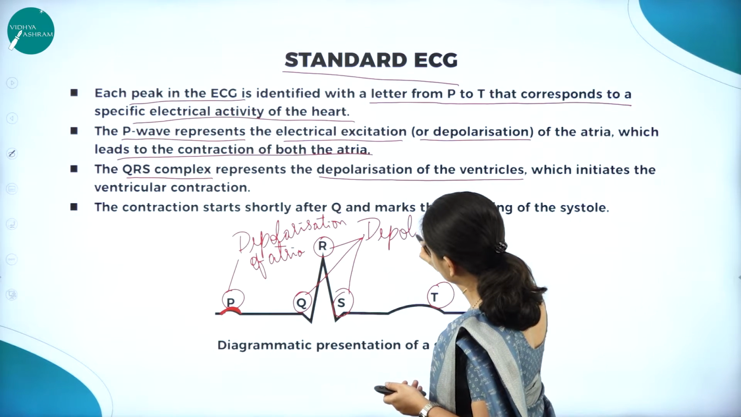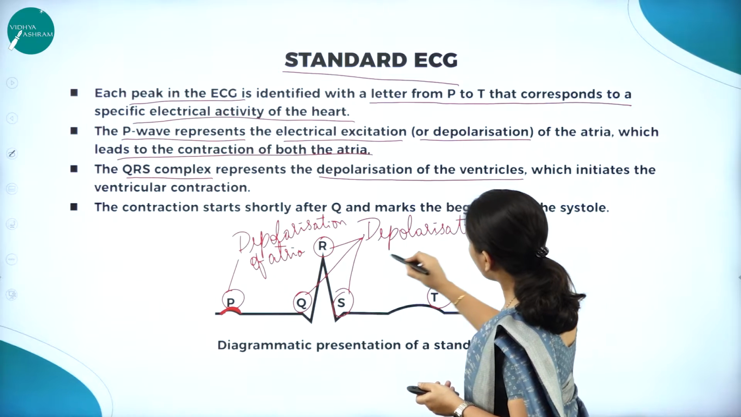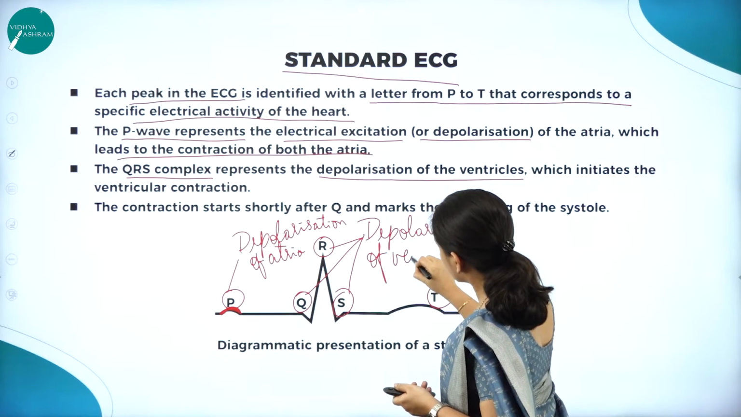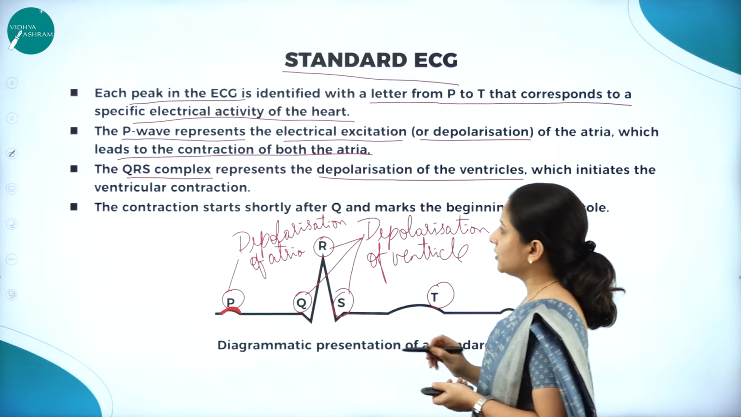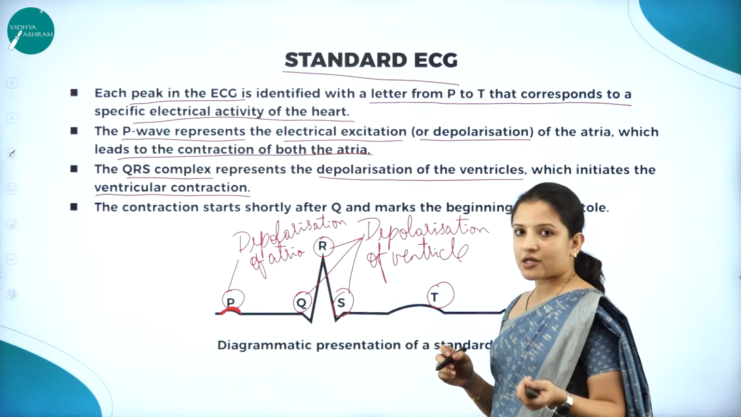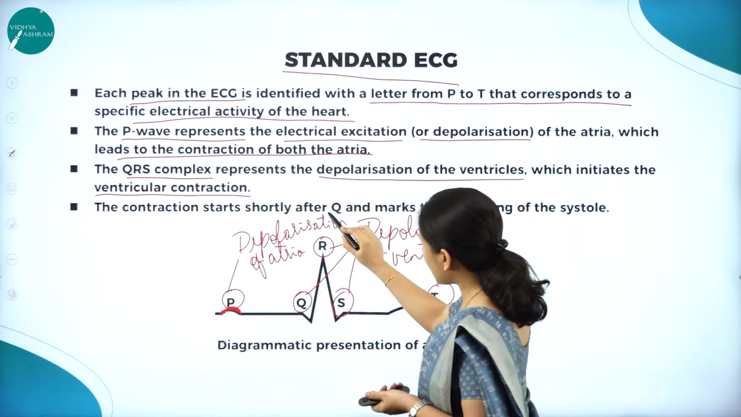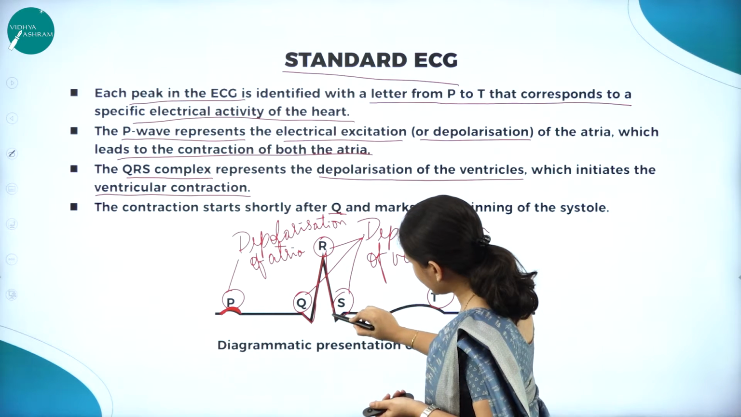It represents depolarization of the ventricle, meaning contraction of the ventricle. So that is nothing but ventricular contraction. The contraction starts shortly after Q, and it marks a rise, and then again it decreases.